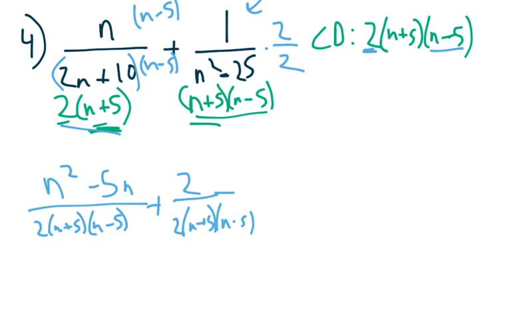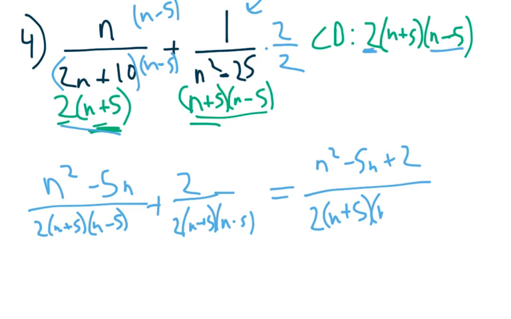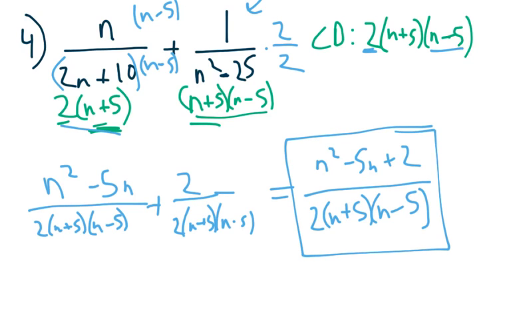Combine my like terms. There's a 2 there, so this is easy enough. We'll get n squared minus 5n plus 2 all over 2 times n plus 5, n minus 5. And again, in our numerator, it does not look like there's anything useful to factor out. And in fact, I can't think of factors of 2 that would get 5 anyways. So that's as far as we can take that. We box it and we walk away.